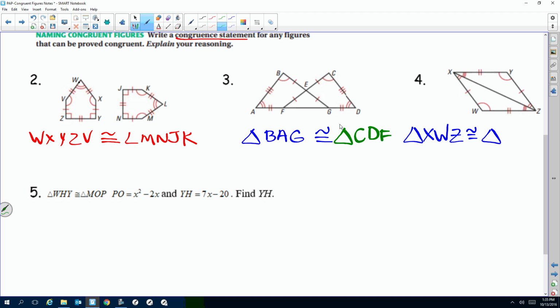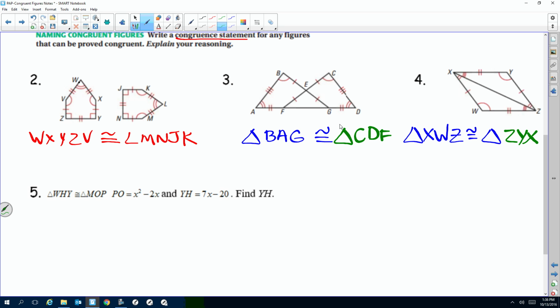Then on number 4, I just said X, Y, Z. This is 2 arcs, 1 arc, 3 arcs. That would be congruent to, I gotta go 2, 1, 3. It would be Z, Y, X. Yeah. Triangle Z, Y, X.